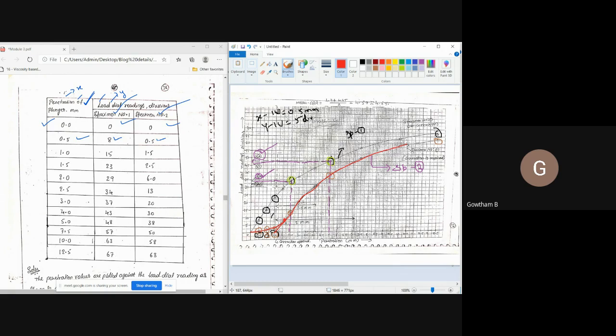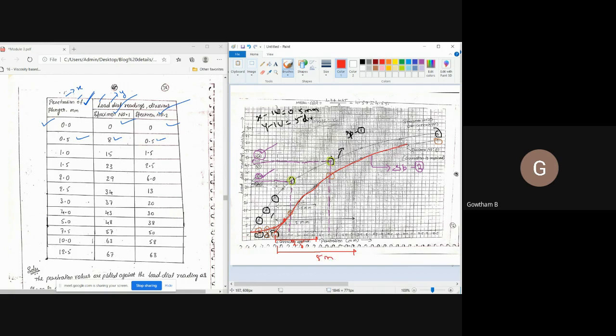You can see here, from this point you have to consider 2.5 mm penetration. It will come around 4.1 or 4.2. Again, from this point you have to consider 5 mm penetration. It may come up to 7.2. I hope you are getting the point of what I am saying.